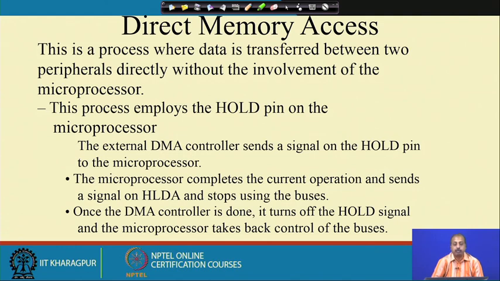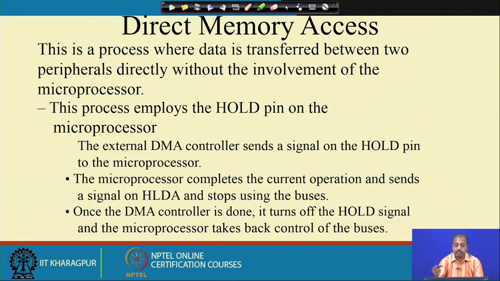When the hold pin is activated by the external master, the external DMA controller, the microprocessor will complete the current operation and send a signal on the hold acknowledge and stop all the buses. Okay. So, all the buses are now floating and it is given to the DMA controller. So, the DMA controller can now use the bus, and once the DMA controller has finished the operation, it can turn off the hold signal and the microprocessor can take back the control of the bus.